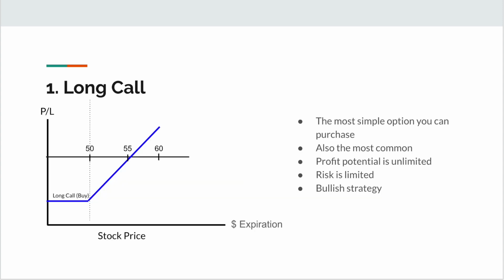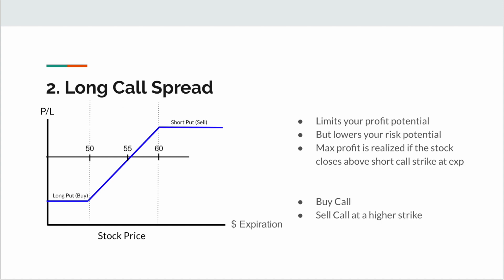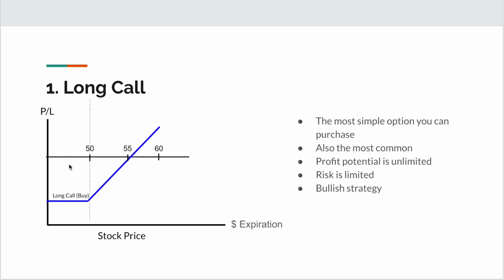In the first strategy, we're not going to be talking about a spread just yet, because we want to compare the normal long call versus the long call spread. So if you just purchase a normal long call, this is the most simple option you can buy. You're taking a bullish position with unlimited profit potential. So as long as the stock keeps going up, you'll be making money. Your risk is time decay, so you'll lose money on time decay.